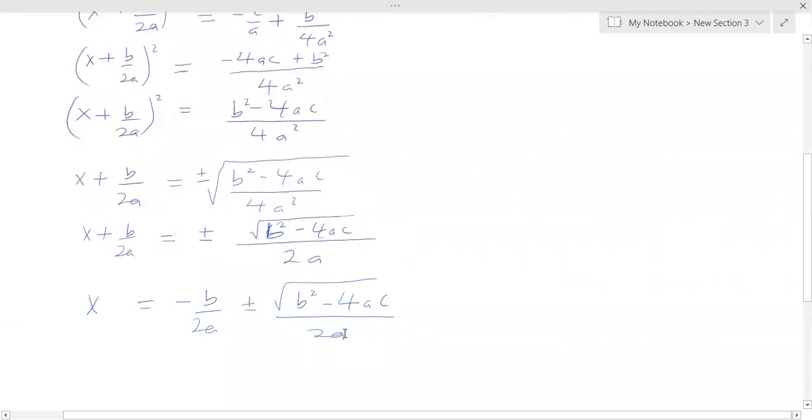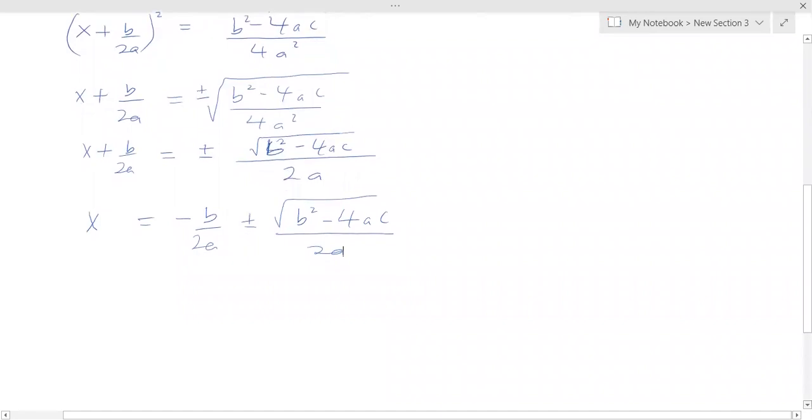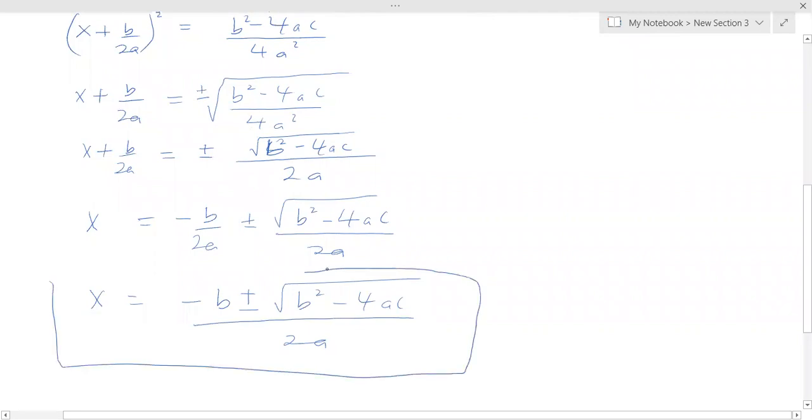Now let's put these two terms into an expression that has the same denominator, and then we'll have an answer. So x is equal to negative b plus or minus the square root of b squared minus 4ac, all this over 2a. And this is the formula that we have proved nicely, all right? So very, very interesting formula with a nice proof.